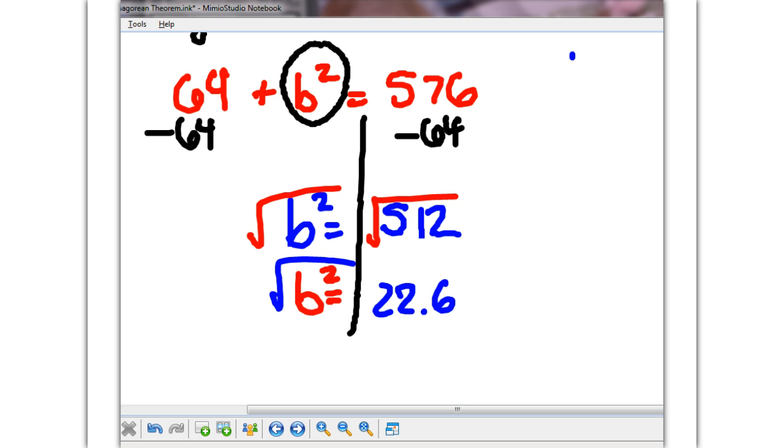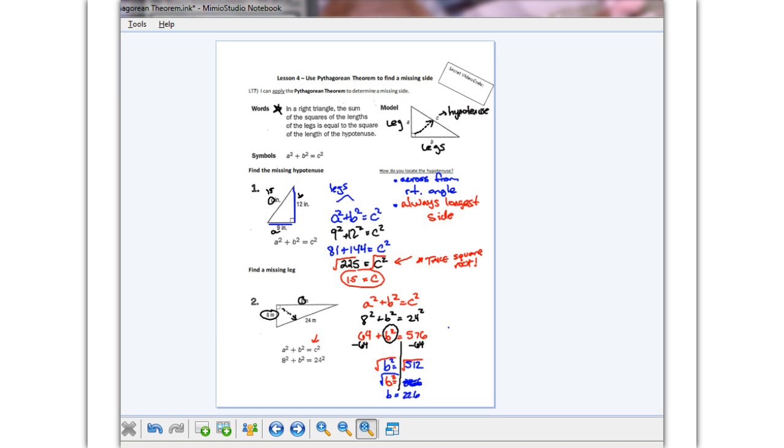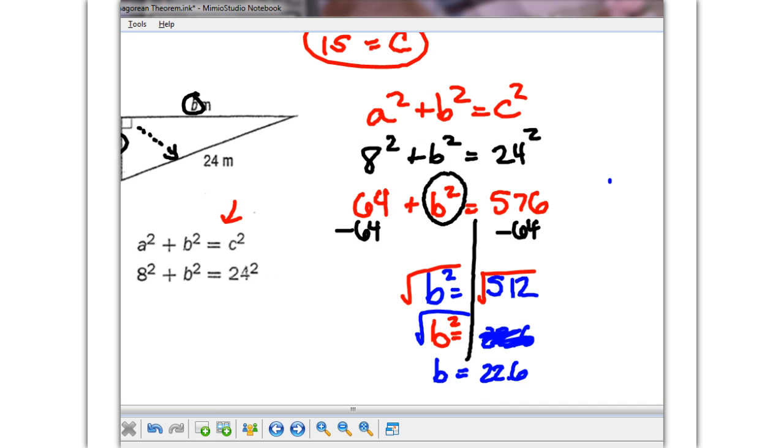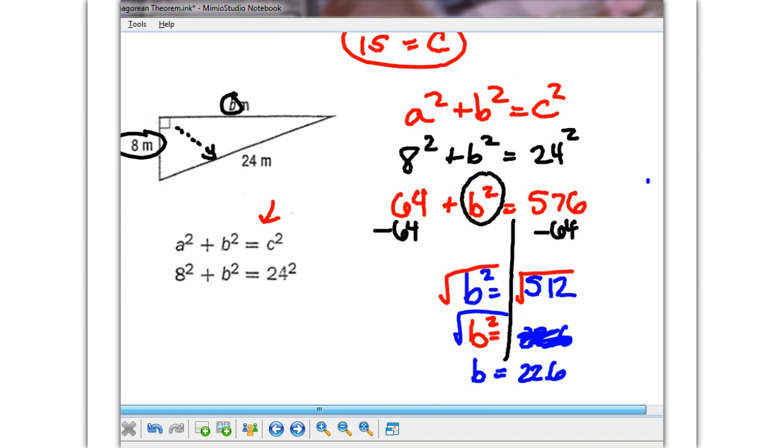Oops, sorry, I didn't quite do that right. I should have written down, oh boy. Anyway, b equals 22.6. So then if we go back just to double check, we want to make sure that our hypotenuse is actually the longest side again. So 22.6 would be back in this picture up here for b. And out of 8, 22.6, and 24, 24, which is the hypotenuse, is the longest side. So that works out. That's how it should be.